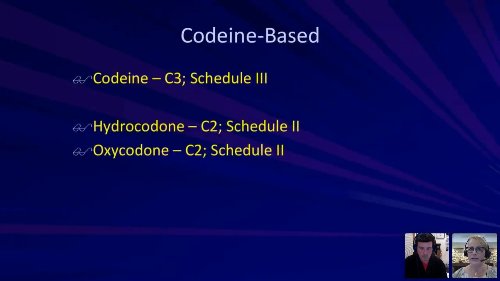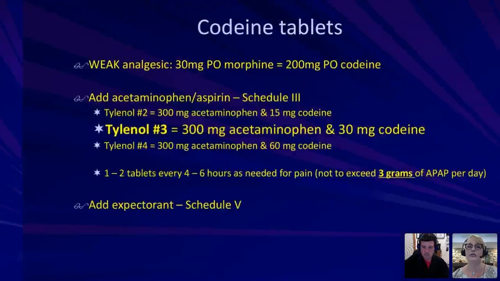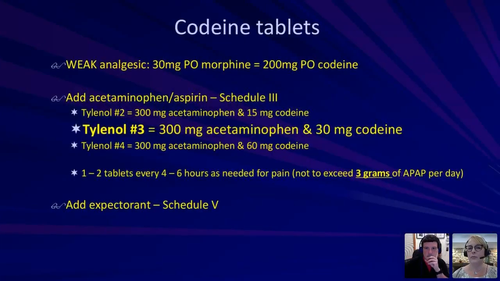Then we have our codeine-based substances or products. We have codeine, which you'll see is mixed with Tylenol as our most popular product, and that's a Schedule 3. Then we have hydrocodone and oxycodone. Those are both Schedule 2. So of the five drugs that I just quickly mentioned, morphine, hydromorphone, codeine, hydrocodone, and oxycodone, only one of them is not a Schedule 2, and that's codeine. That's why it's a product that is widely used in mid-level practitioners with a DEA license.